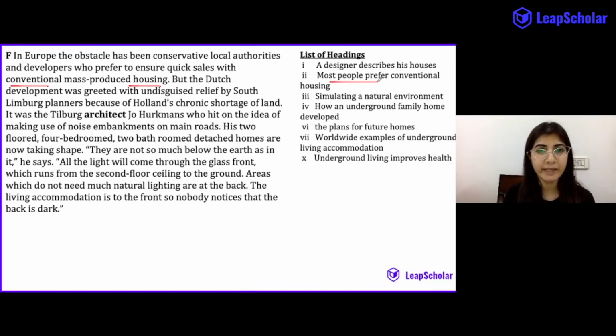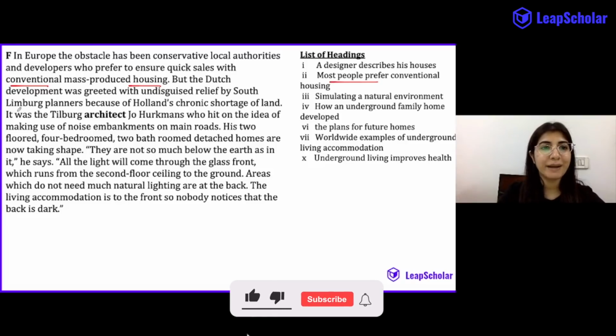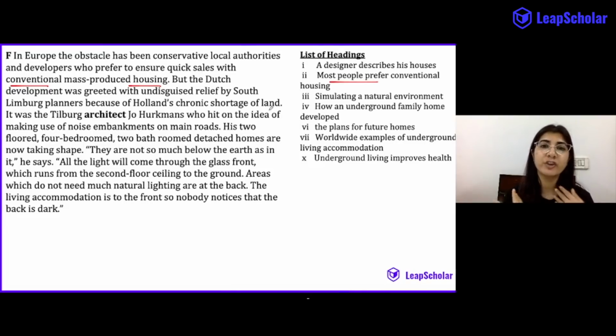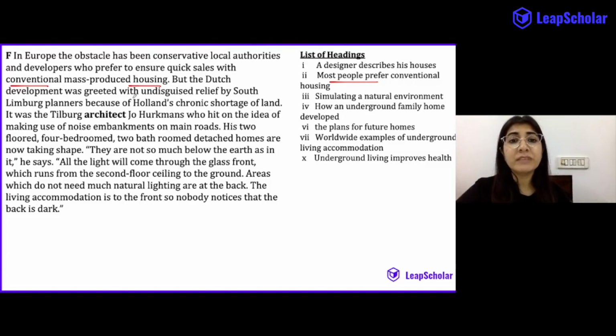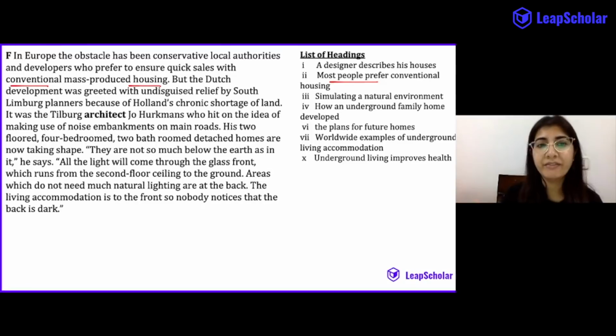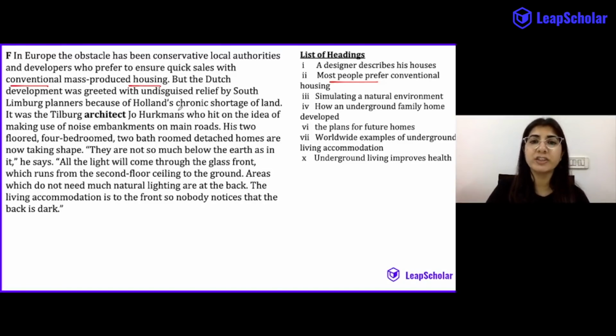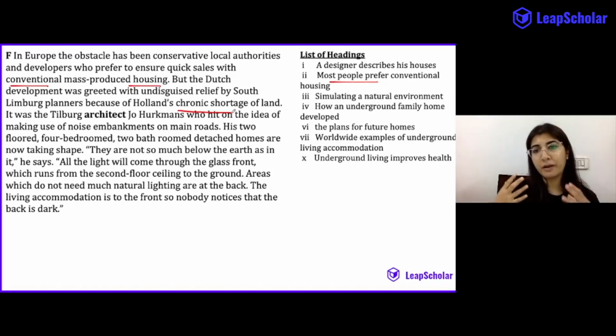However, if you keep reading, so if you read the second paragraph, but the Dutch development was greeted with relief by South Limburg planners because of Holland's chronic shortage of land. So the second sentence is a contradiction to this. It talks about the fact that although local authorities prefer conventional housing because it's easy to sell them, the second sentence says the Dutch development was relieved because there was a chronic shortage of land. So people in the Dutch country were not preferring conventional housing, which is a complete contradiction.